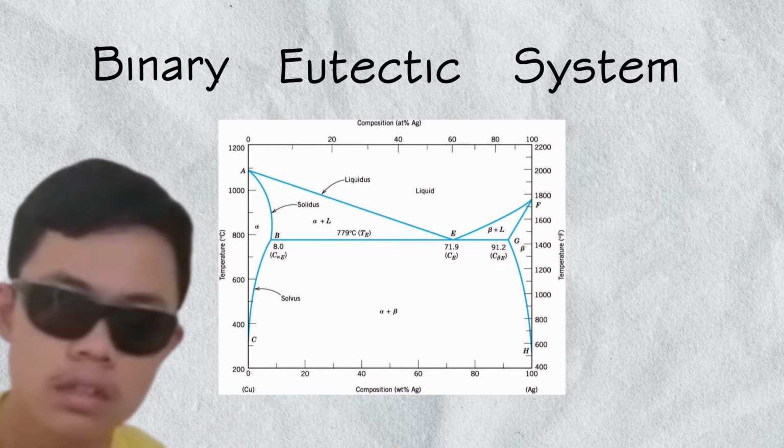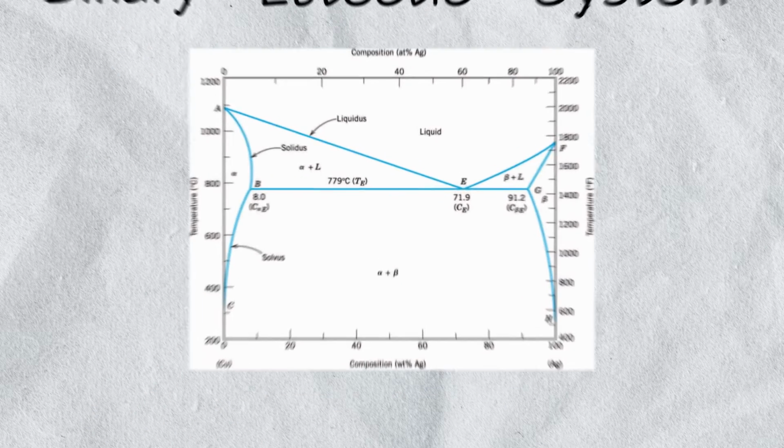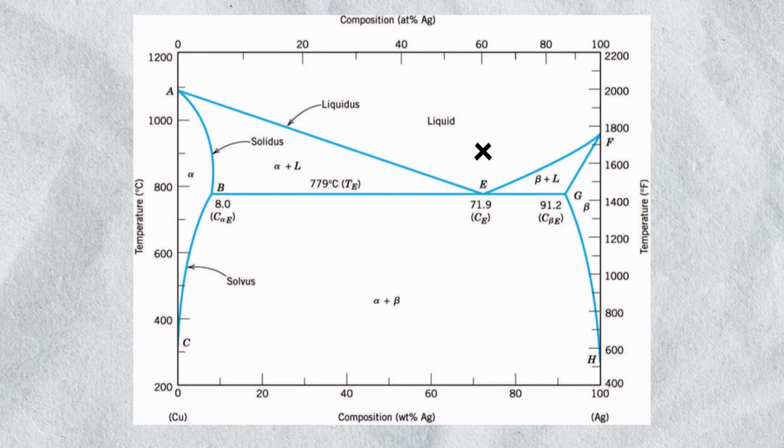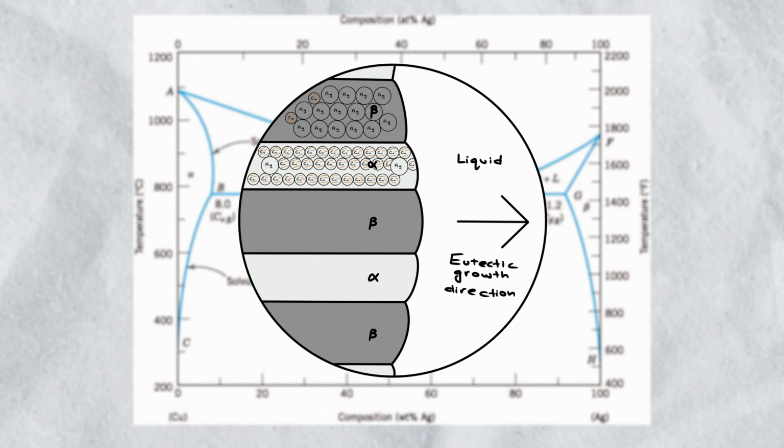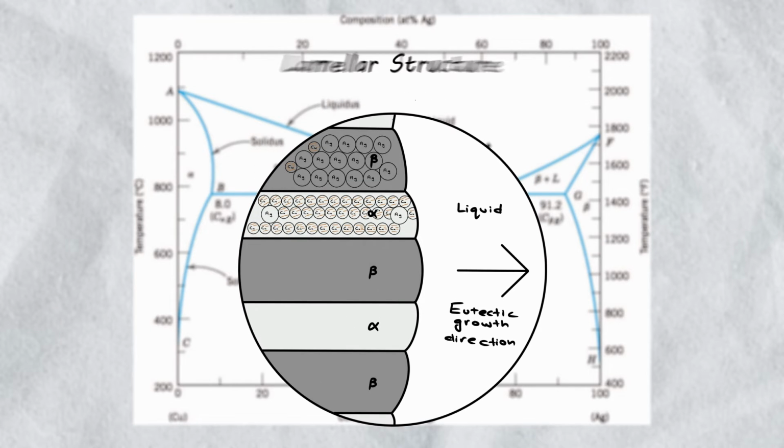Now that we know how to read the diagram, let's move on to some applications. Let's take a copper-silver alloy in the liquid phase at a very special composition, the eutectic composition, and let's cool it until it solidifies. We see that its microstructure forms this zebra-like thing. We call this sort of microstructure the lamellar structure.